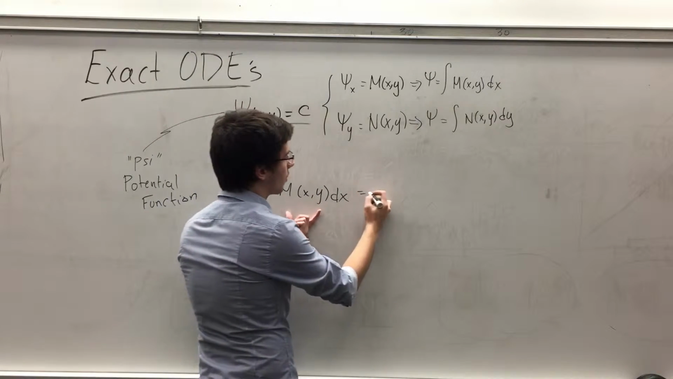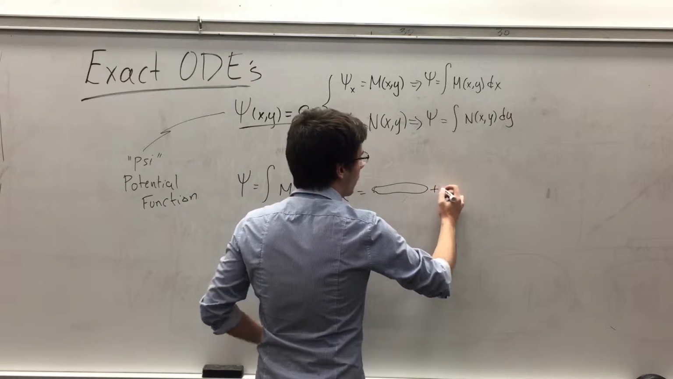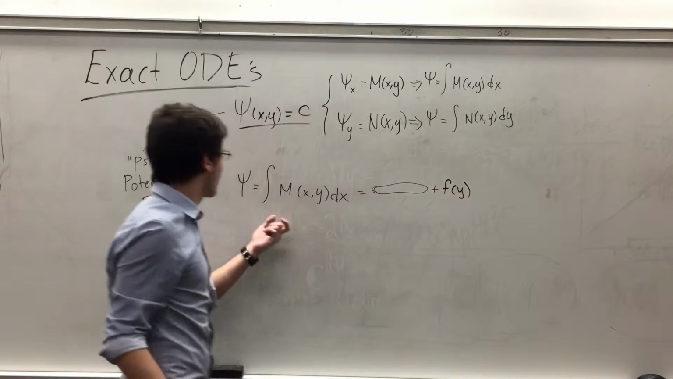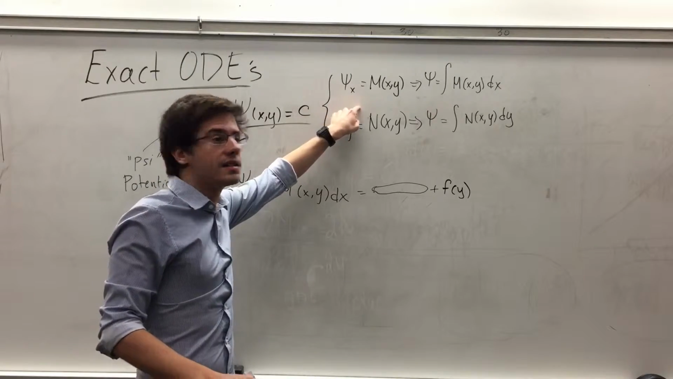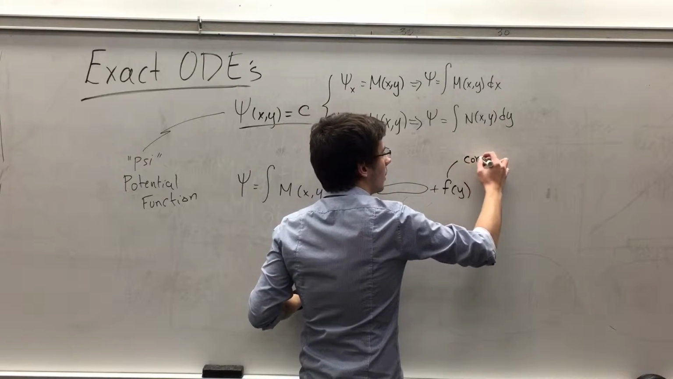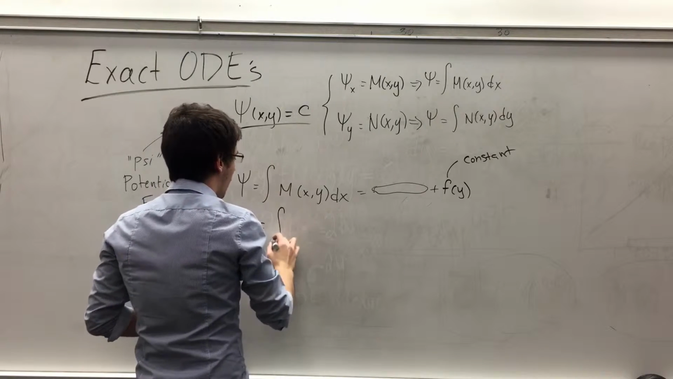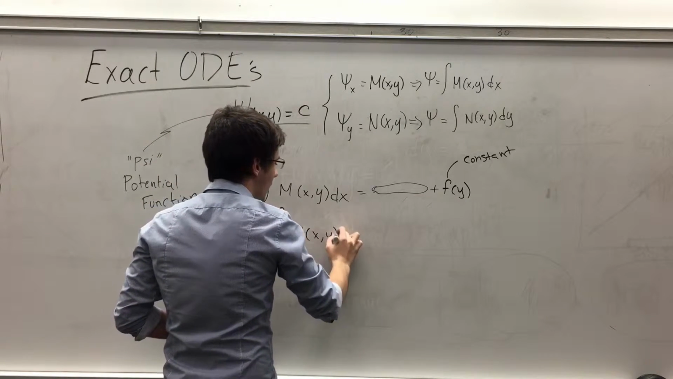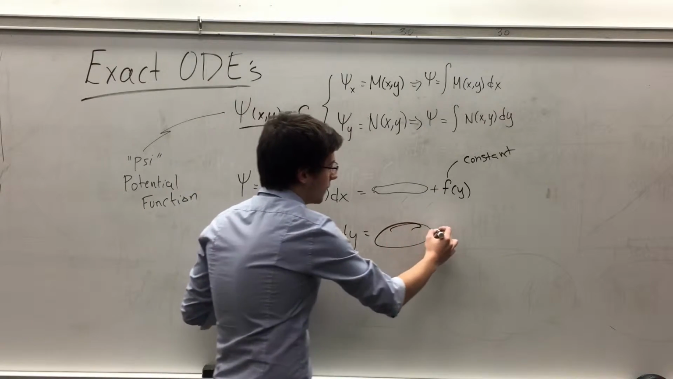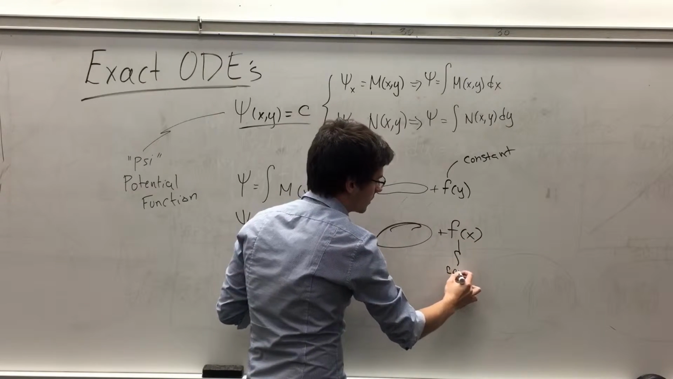When we evaluate this integral, we're going to have the integral expression, and then our constant. But our constant is going to be a function of y, because when we're taking the partial derivative with respect to x, it's going to be 0. So this is just a constant. And similarly, we have our integral of N of x and y with respect to y. And when we evaluate this, we're going to get an expression plus a function of x.